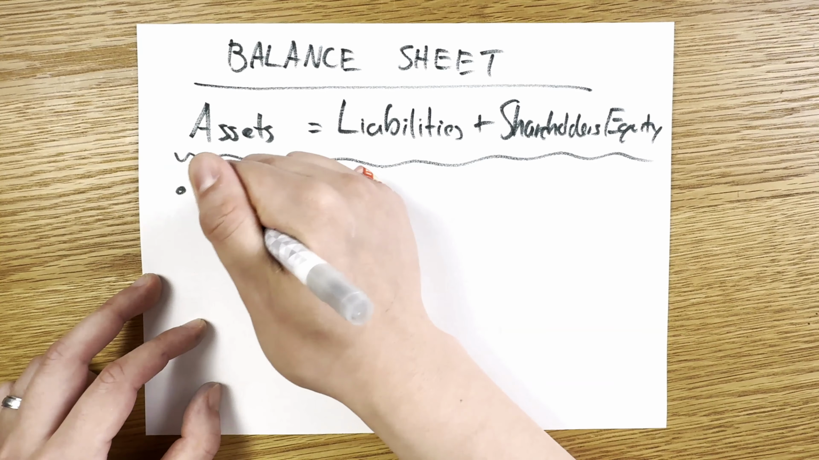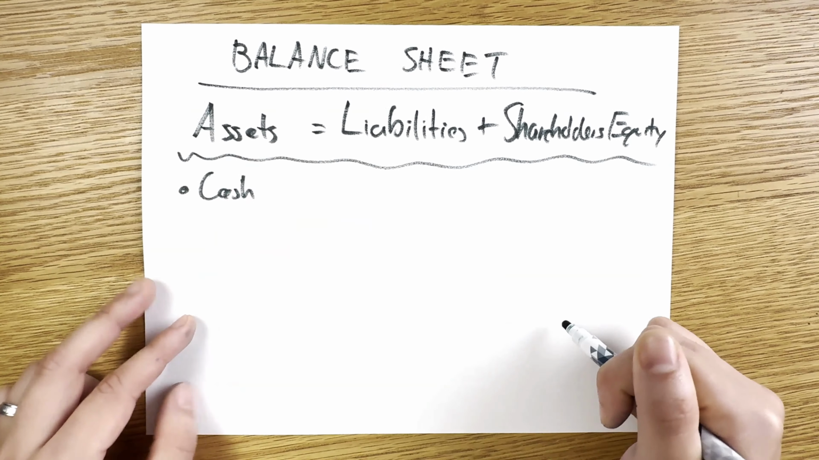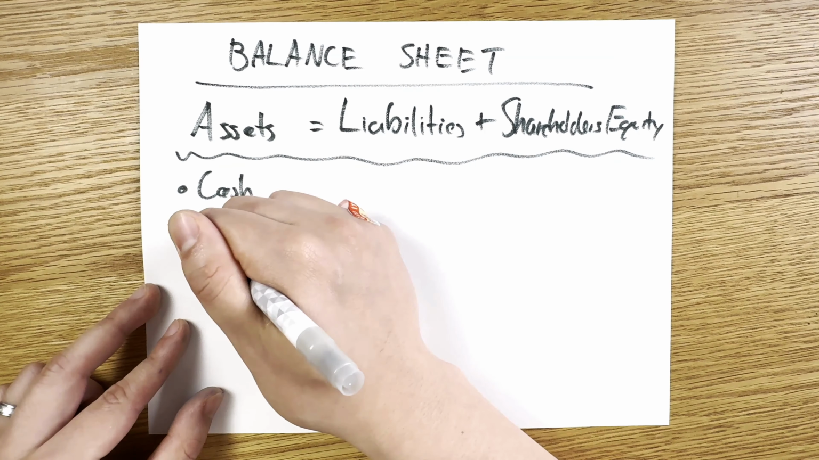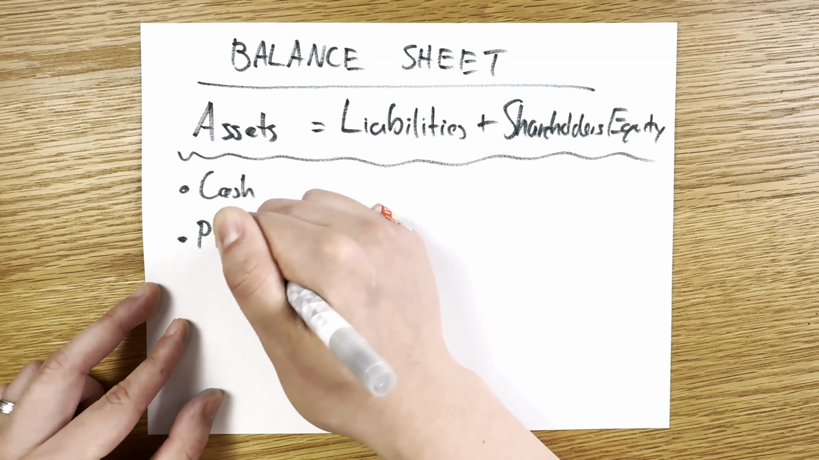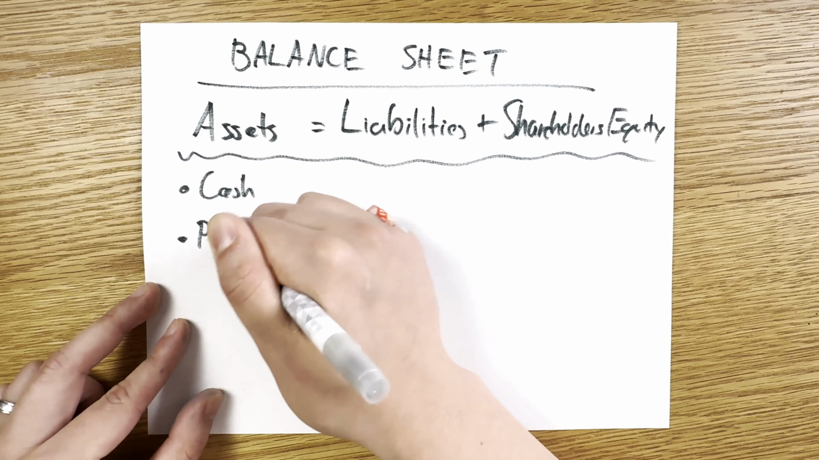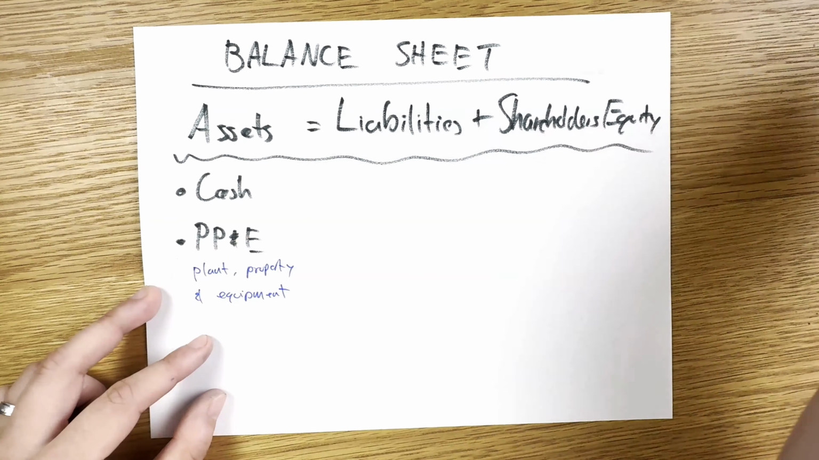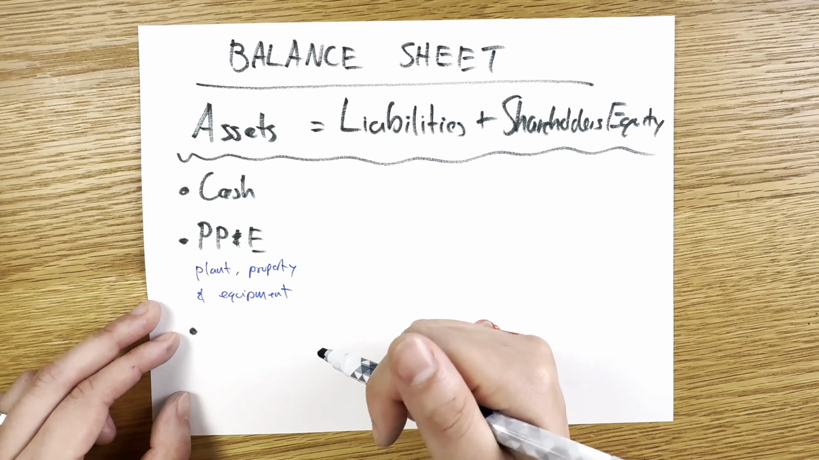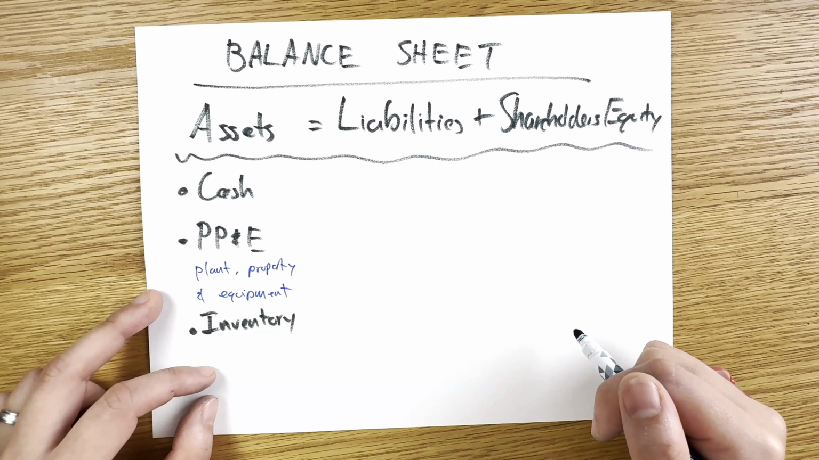Assets, things that you own, things that are useful. Cash is a good asset. We invested in equipment, right? That's going to go into something called PP&E, which stands for plant, property, and equipment. And then we also talked about a current asset such as inventory.